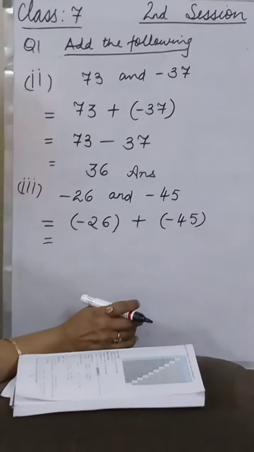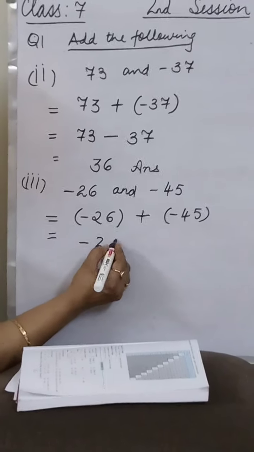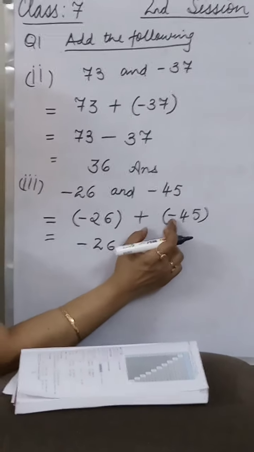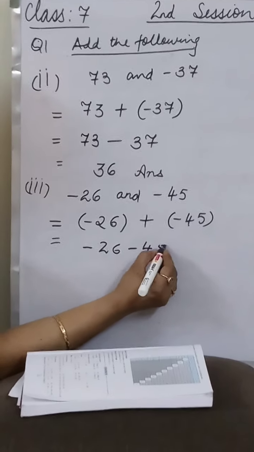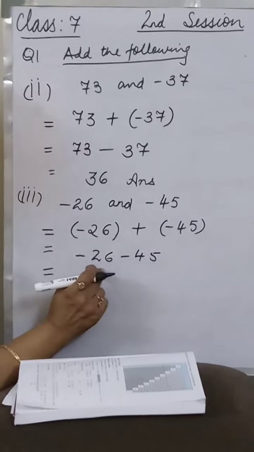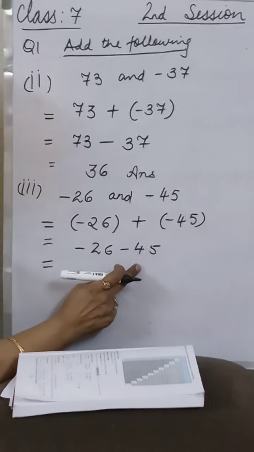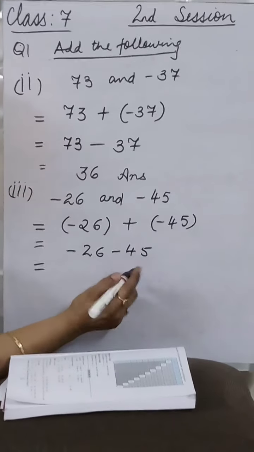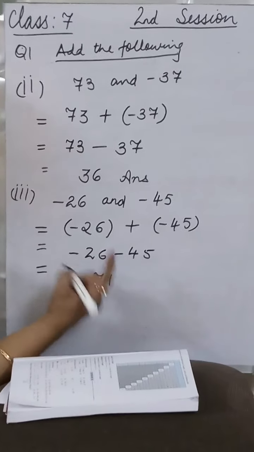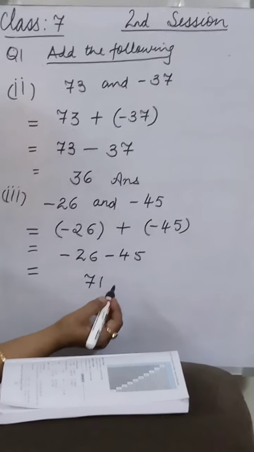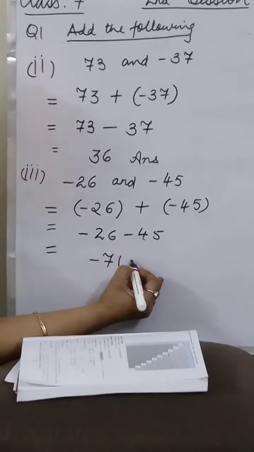Now we open the bracket, so minus 26, this is plus, this is minus, two different signs, the sign will become minus. Now we check whether both the integers have the same sign or a different sign. Here both the integers have the same sign, so we add them. The answer is 71, and we always write the sign of the greater number. The greater number is 45 and it has a negative sign, so I write minus.